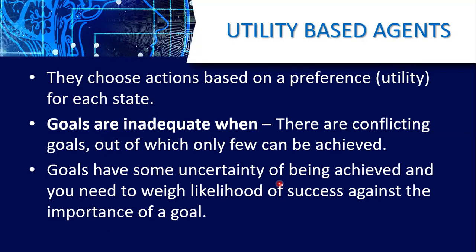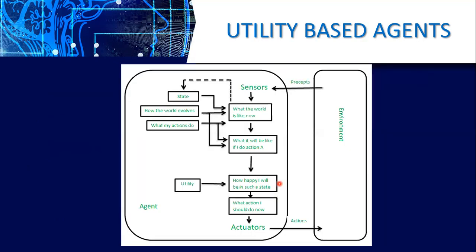Utility-based agent. In utility-based, utility means usability. So they choose actions based upon the preference for each state. Goals are inadequate, so utility-based agents will work when you're not able to fix the goal. Goals have some uncertainty of being achieved, and you need to weigh the likelihood of success against the importance of your goal. So here the goal term will be replaced by utility and the diagram will be similar.